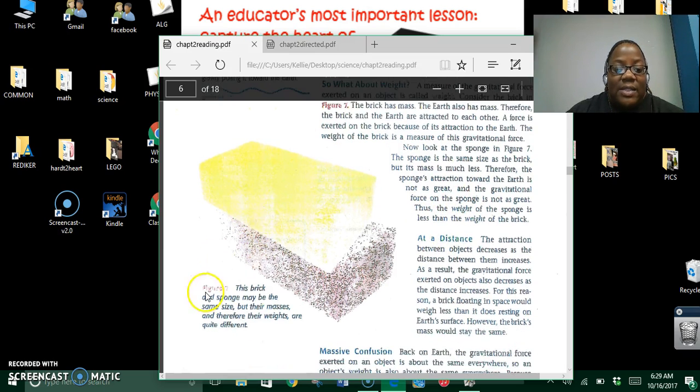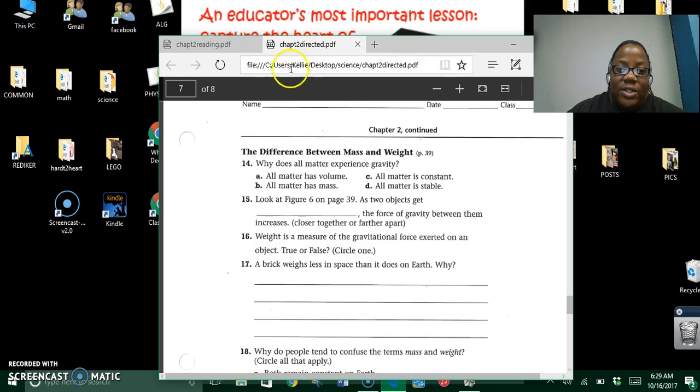So this is basically saying, I'll read here where it says figure 7, this brick and sponge may be the same size, but their masses, and therefore their weights, are quite different. Same size, different mass, different weight. So which one has more gravitational force, more weight? The brick.